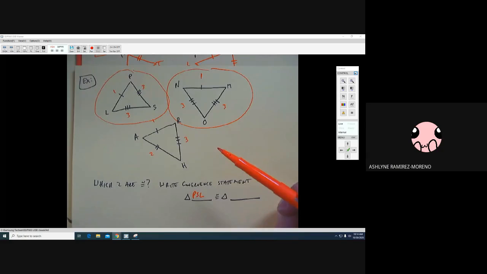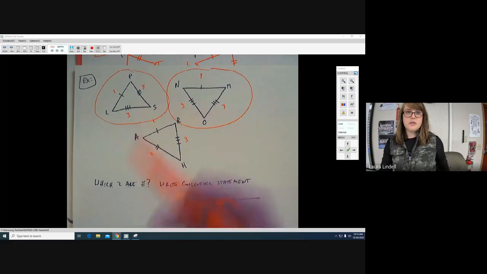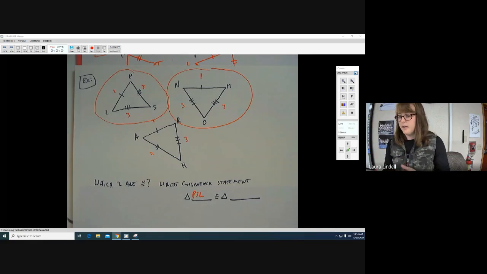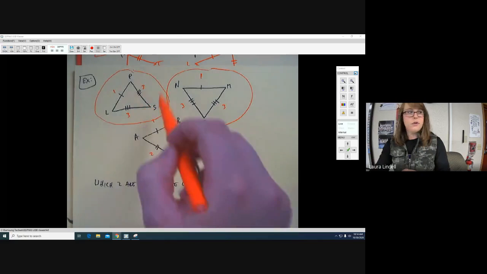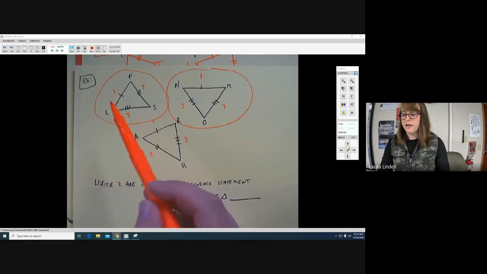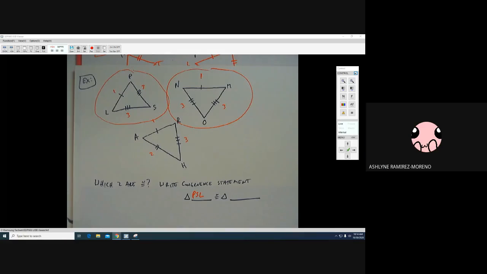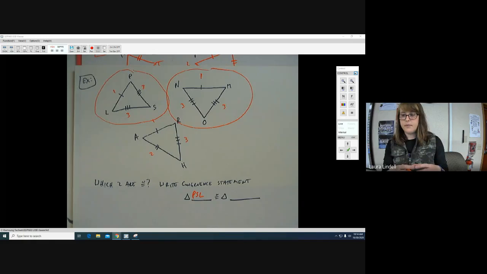Wait, Miss Lindell. Yeah. Why would we start with the letter that's in between 1 and 3 instead of 1 and 2? This one doesn't have 2, but it doesn't really matter which one you start with. If you're asked to just write a congruent statement, you can start with any letter order you want to for this one. So I could have gone SLP or LSP or LPS or whatever letter order I would like to for my first triangle. The second one, though, has to match with your first one. Oh, okay. Yeah, good question.